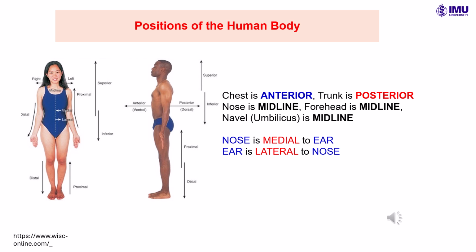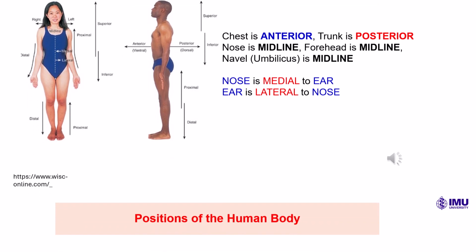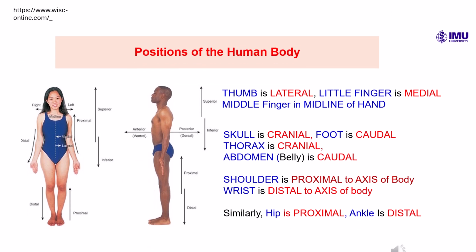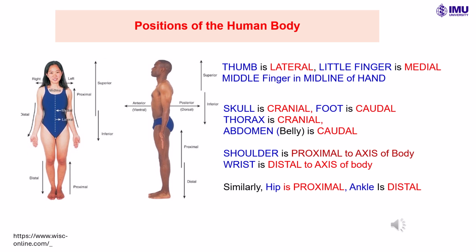Although nose is in midline, when we compare positions of nose and ear, nose is medial to the ear, and ear is lateral to the nose. If we compare thumb and little finger over both hands, thumb is lateral and little finger is medial. Middle finger is in midline of the hand. Skull is cranial in relation to the foot, which is caudal. In relation to the abdomen or belly, the thorax or chest is cranial, and the abdomen is caudal.